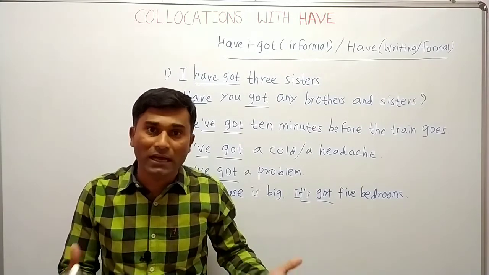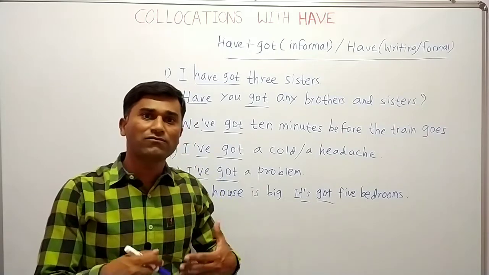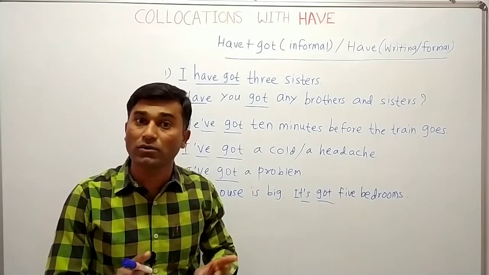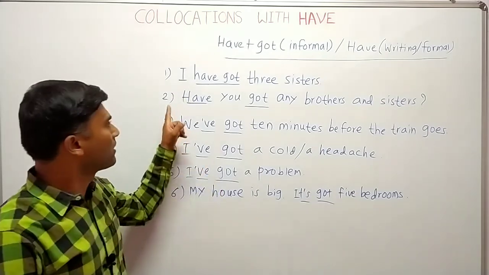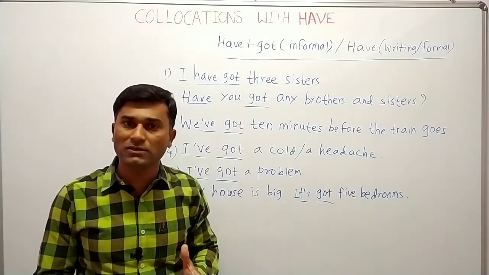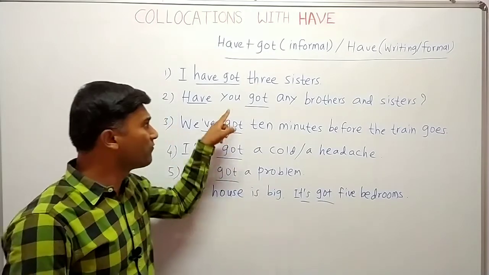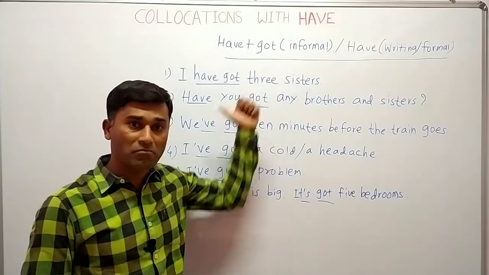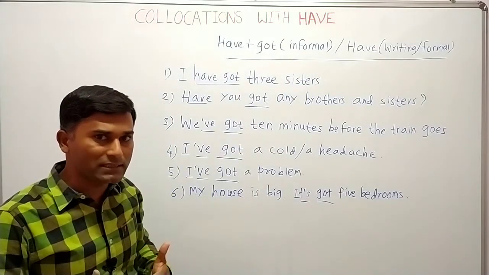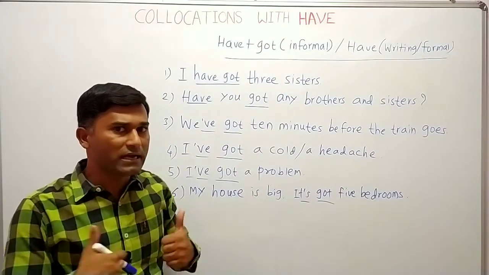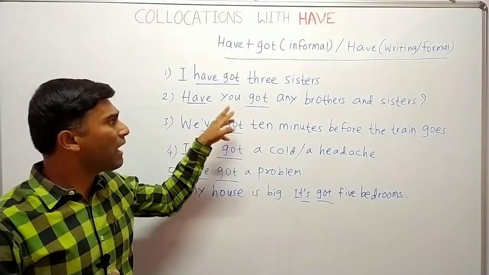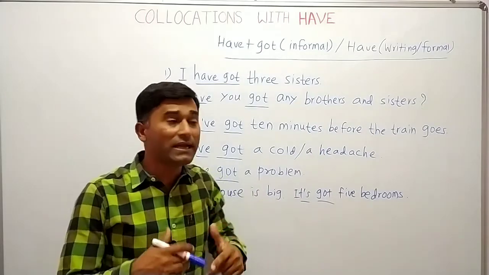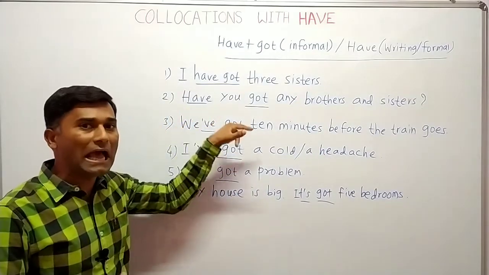But when you are writing something or it is a formal occasion, at that time say I have 3 sisters. Do not use got. Okay, next, have you got any brothers and sisters? This is also informal use. Have got is there, so informal use. But if you want to write the sentence or if it's a formal occasion, at that time say, do you have any brothers or sisters? Okay, so say do you have, don't say have got.